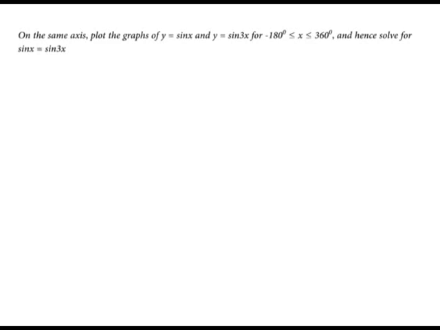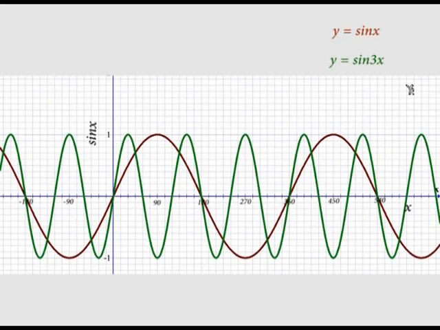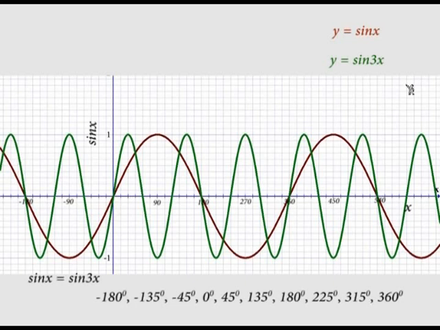First, we make tables of values for the two functions. This is the graph of y is equal to sine x, and this is the graph of y is equal to sine 3x. The solution for this equation, sine x is equal to sine 3x, is the x value for all points where the two graphs intercept. If you look at the graph, those values are negative 180, negative 135, negative 45, 0, 45, 135, 180, 225, 315, and 360 degrees.